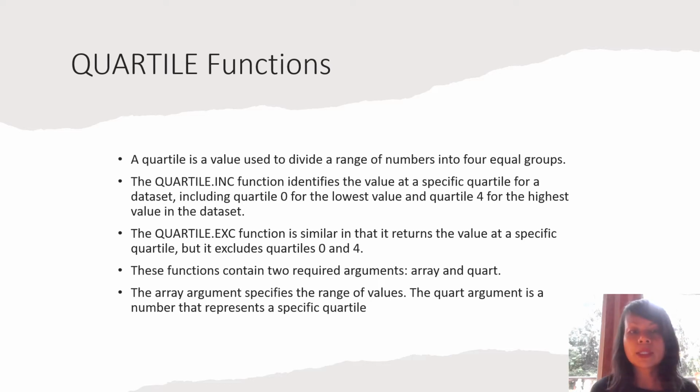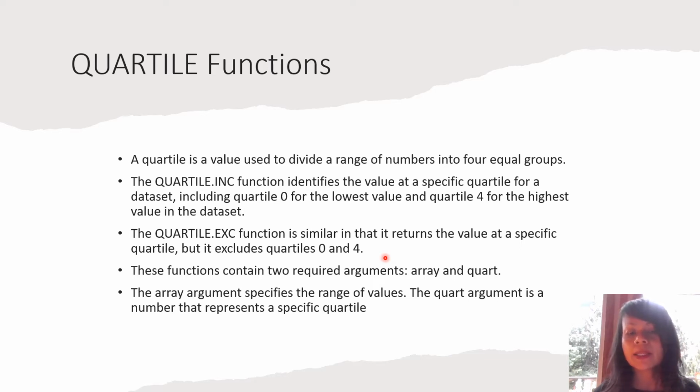Next, we look at the quartile functions. A quartile is a value used to divide a range of numbers into 4 equal groups. The QUARTILE.INC function identifies a value at a specific quartile for a data set, including quartile 0 for the lowest value and 4 for the highest value in the data set. Now, the QUARTILE.EXC function is similar in that it returns a value at a specific quartile, but it excludes 0 and 4. These functions contain 2 required arguments, the array and then the quart.